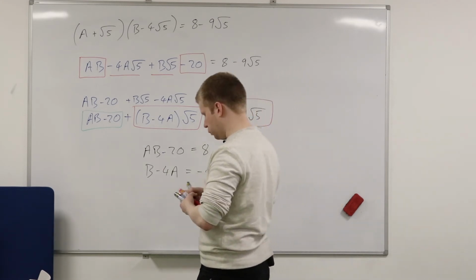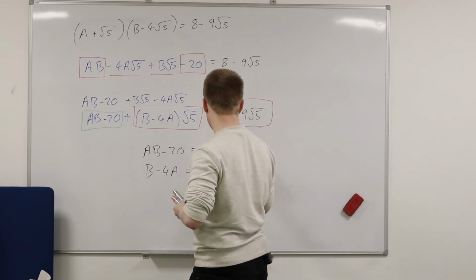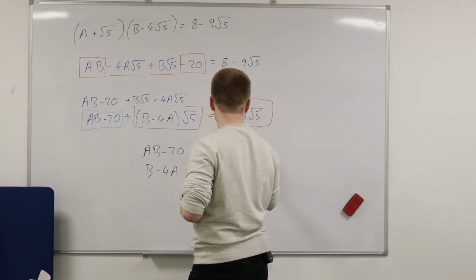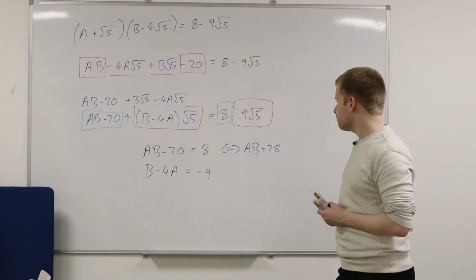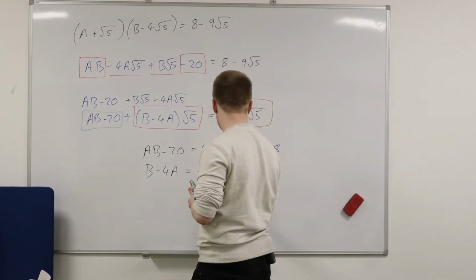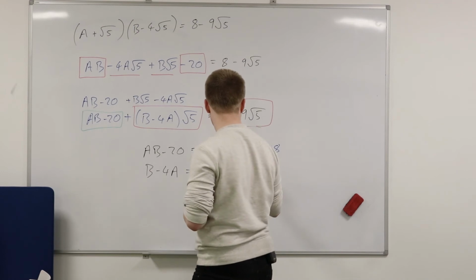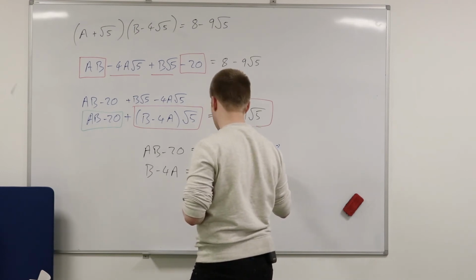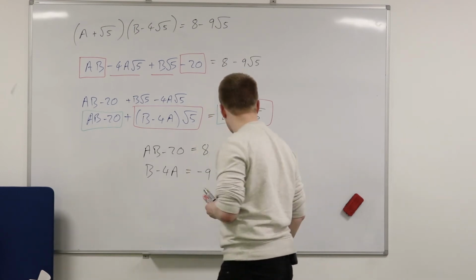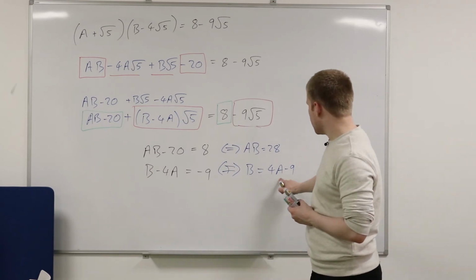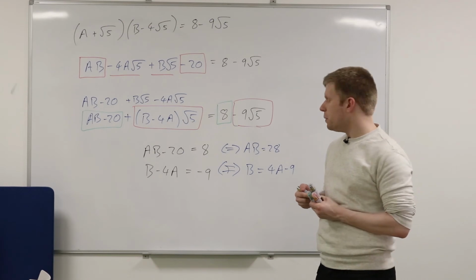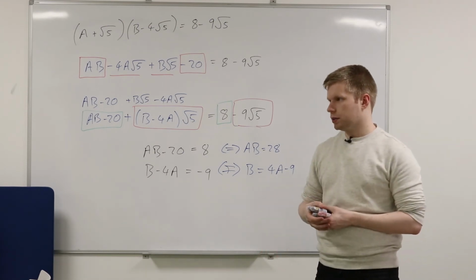If I solve this, would you be happy that ab would be equal to 28 just by adding 20 to both sides? And I could also say that b is equal to 4a minus 9. Yeah? And what I need to do is just stick that in there. So whenever I see a b, I just write 4a minus 9.